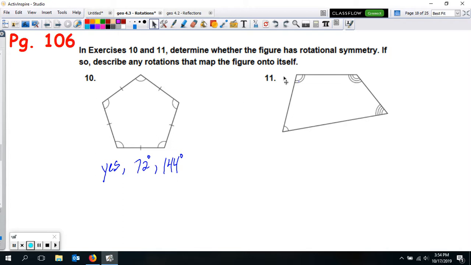So just those two. On this one, number 11, if you were to spin this around on a center of rotation, right there in the middle of the figure, it is not going to map onto itself at all until it gets back to its full rotation of 360. So you just have to say no. No rotational symmetry for this one.